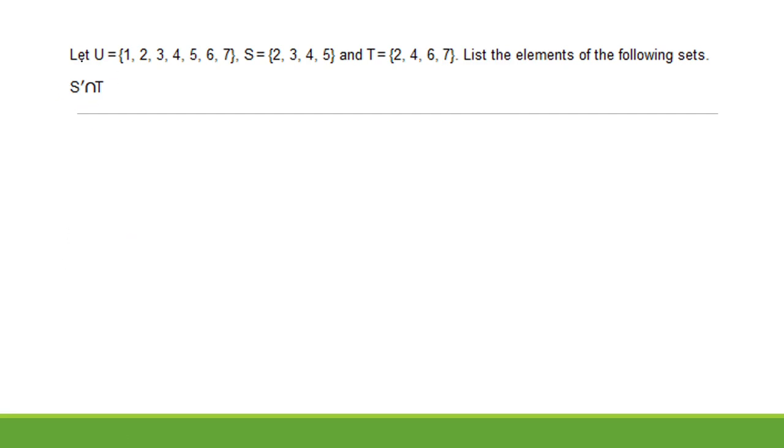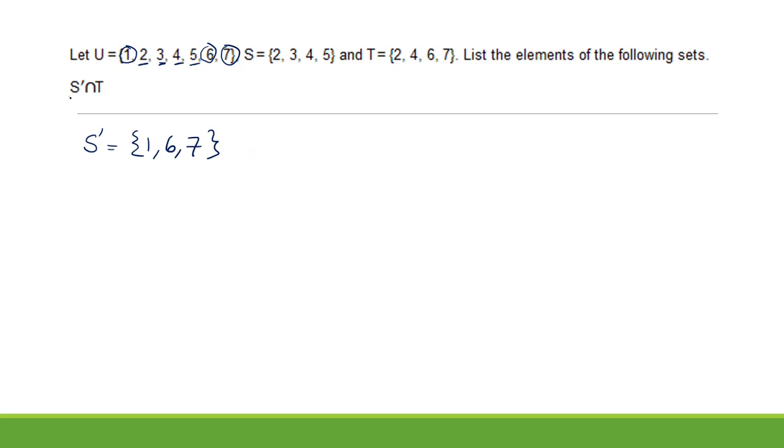When I see these types of problems, I always do the complement first. So we'll look for S prime, and in order to find S prime, we have to look for S. Now, S prime is going to be everything that is not in S. 2, 3, 4, 5 is S. So the complement, or the opposite of S, would be 1, 6, and 7. 1, 6, and 7 is S prime.